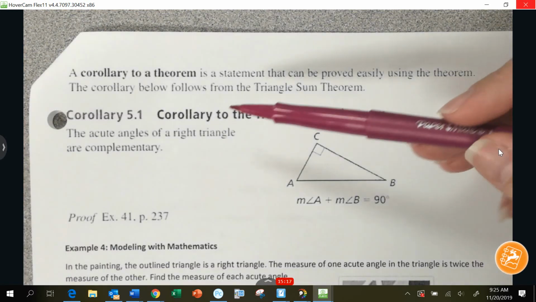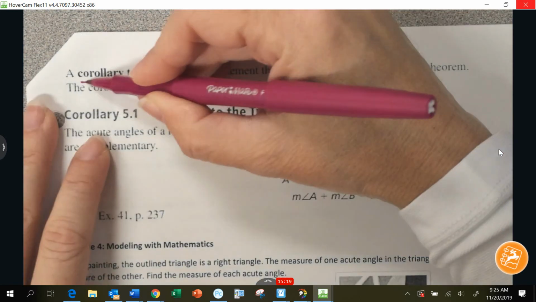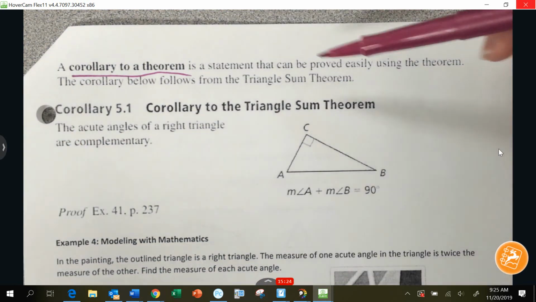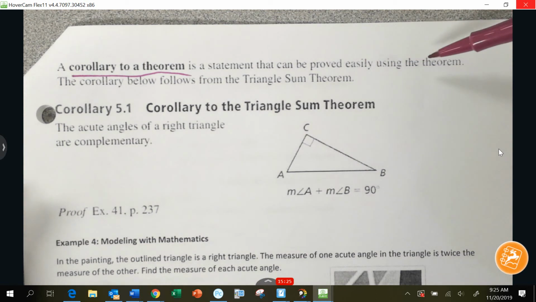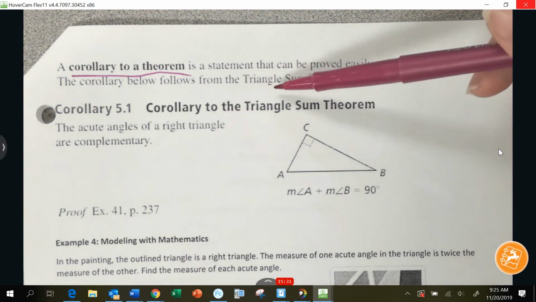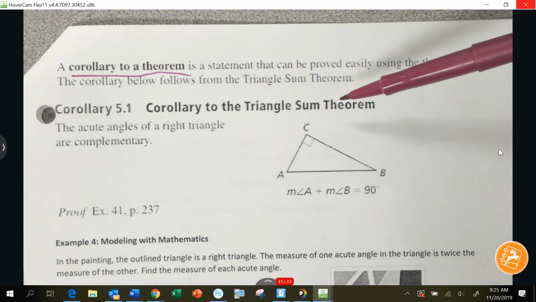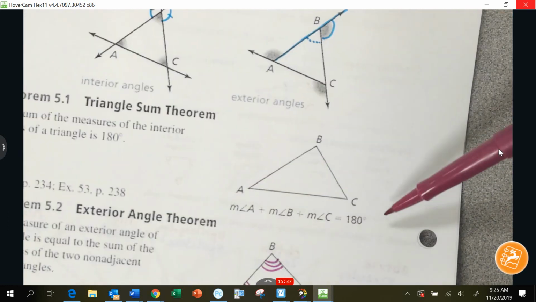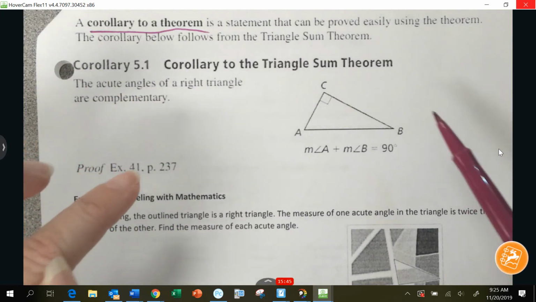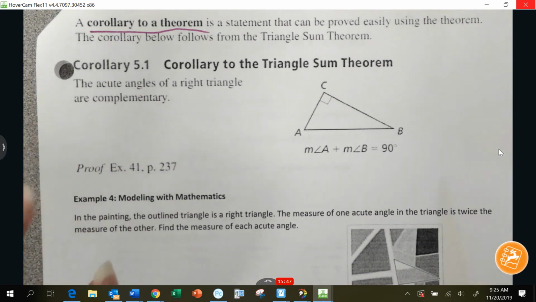We have never seen a corollary to a theorem yet. A corollary is a statement that can be proved easily using the theorem. So the corollary below follows from the triangle sum theorem. This has to do with the triangle sum theorem that says all angles add up to be 180 degrees in a triangle. So we have a shortcut. You don't have to use this theorem, but it's like a time saver.